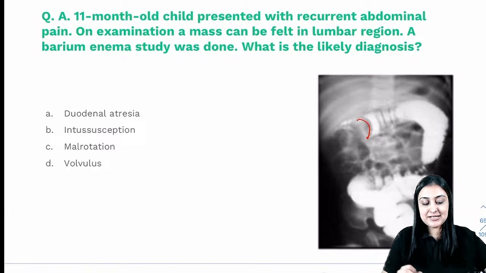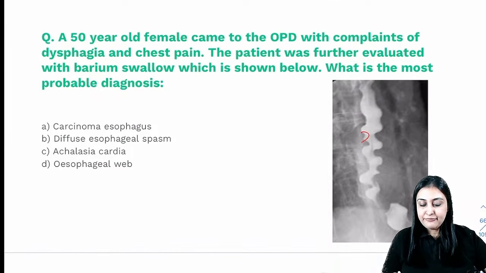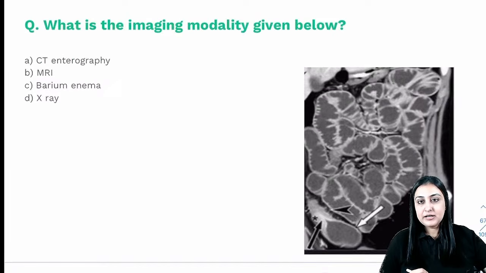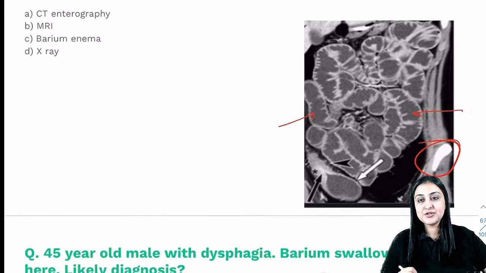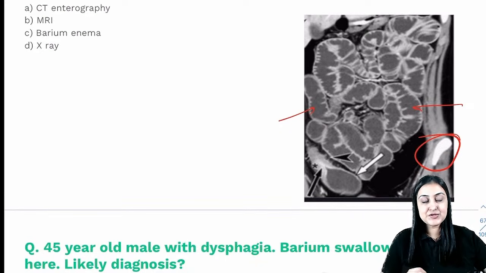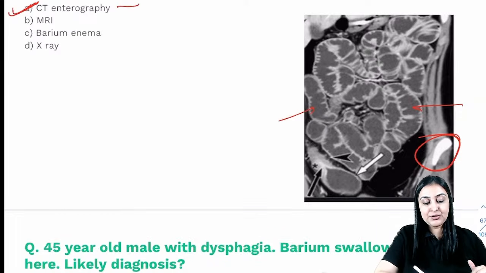11-month-old child, claw sign, intussusception. Okay, so this is claw sign, also called coiled spring sign. Diffuse esophageal spasm, corkscrew appearance. Imaging modality. So what do you see? We see that these are all small bowel loops which are distended. Bone is white, so this is actually a CT scan, right? So this is a CT enterography, coronal image shown. CT enterography is in today's time the investigation of choice for any small bowel pathology.